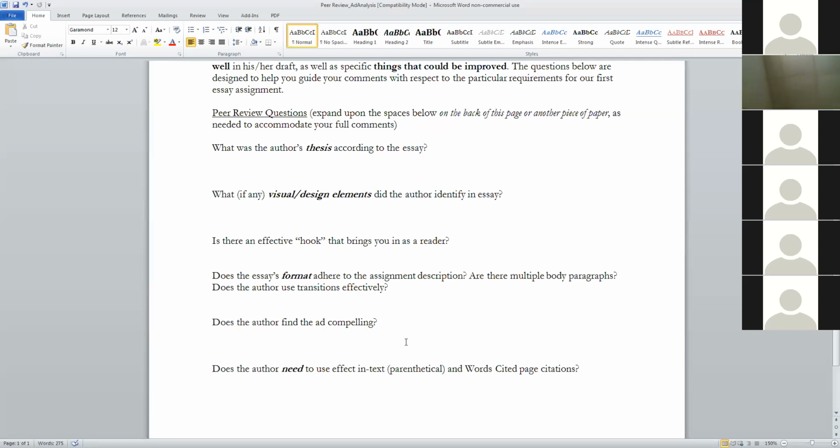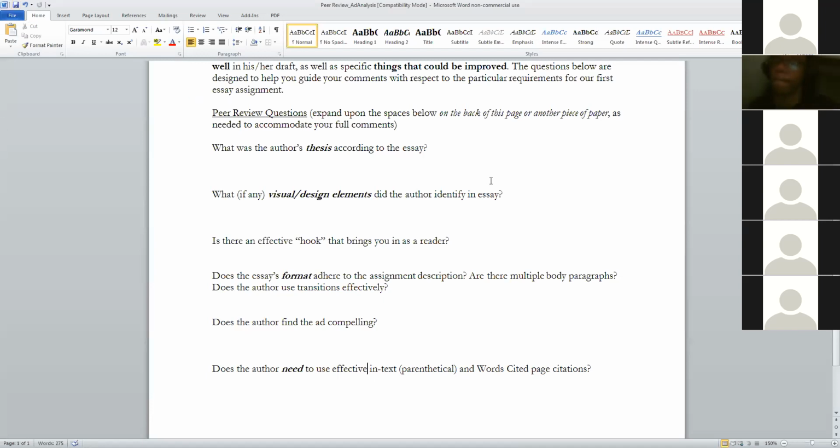Lastly, according to your analysis of what you've read, does the author find the ad to actually be compelling? And lastly, does the author use effective in-text or parenthetical citations and a works cited page? This was not a requirement for this paper.